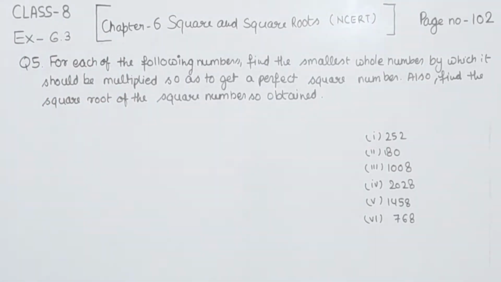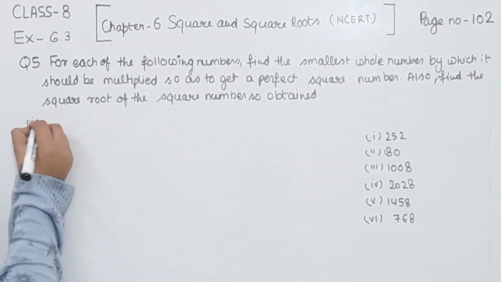Exercise 102, question number 5. For each of the following numbers, find the smallest whole number by which it should be multiplied so as to get a perfect square number. Also find the square root of the square numbers so obtained. So we are going to start with the first one.